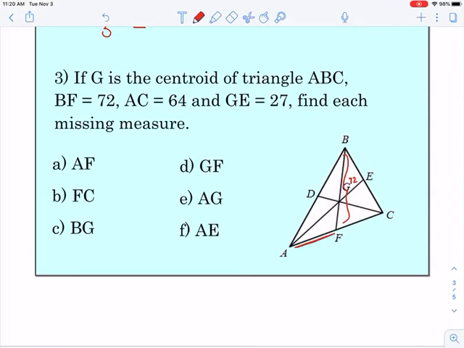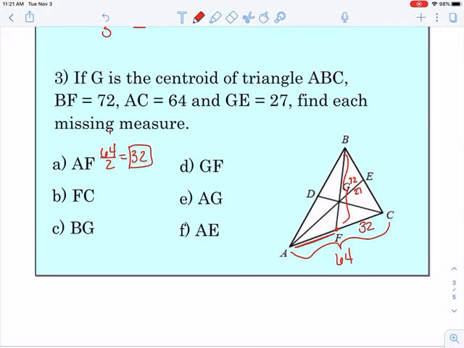So that's 72. AC is 64 and GE is 27. Okay, so again, if I want to find the length of AF, if the entire length of AC is 64, remember F is the midpoint there, which means that AF is going to be half of that 64. So 64 divided by 2 will give me an answer of 32.